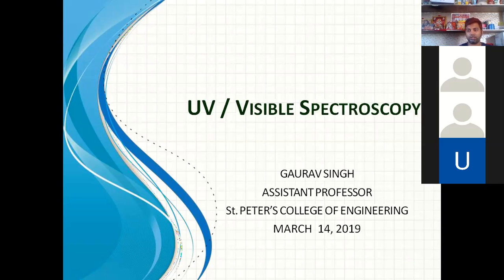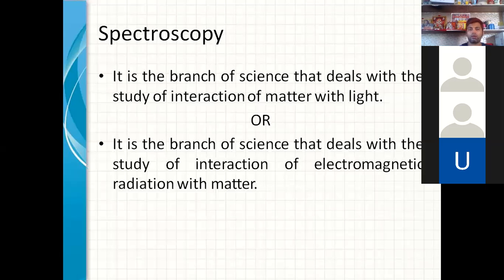The 5th unit deals with spectroscopy. In this spectroscopy unit, the first topic we are going to discuss is ultraviolet-visible, UV-visible spectroscopy. So first we need to know what is spectroscopy.